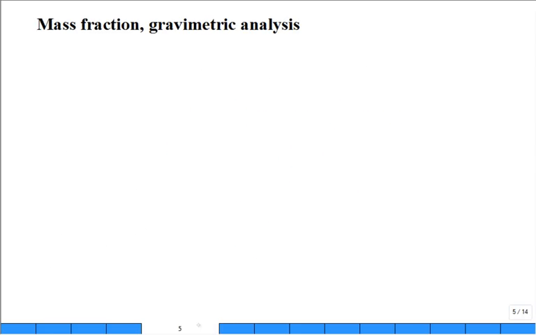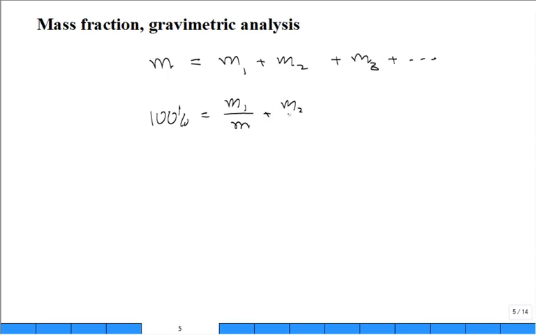Well, you could do a molar analysis and talk about the mole fractions. You can do a mass analysis and talk about the mass fractions. So the same concept, we say we have the total mass of the mixture. There's so many kilograms of this species, so many kilograms of that species, etc. Take both sides of the equation, divide by m. We get 100% is equal to m1 divided by the total mass, m2 divided by the total mass, m3 divided by the total mass.